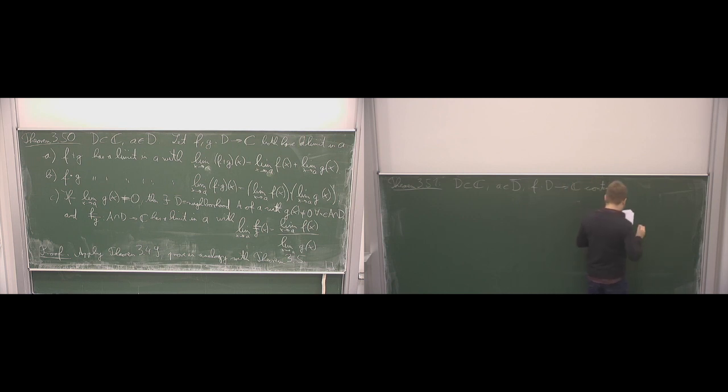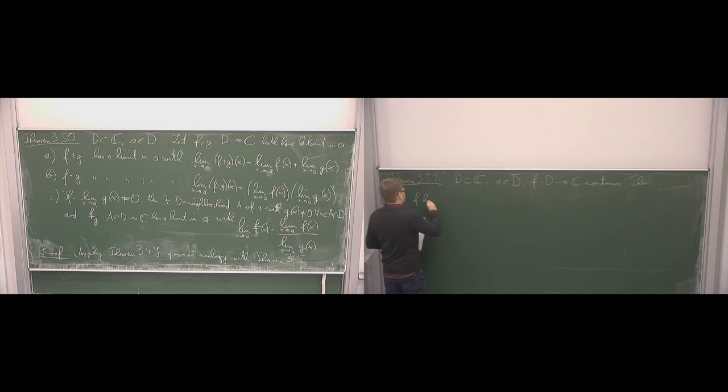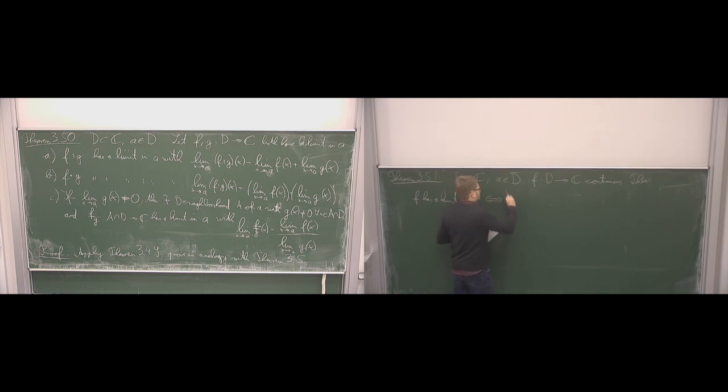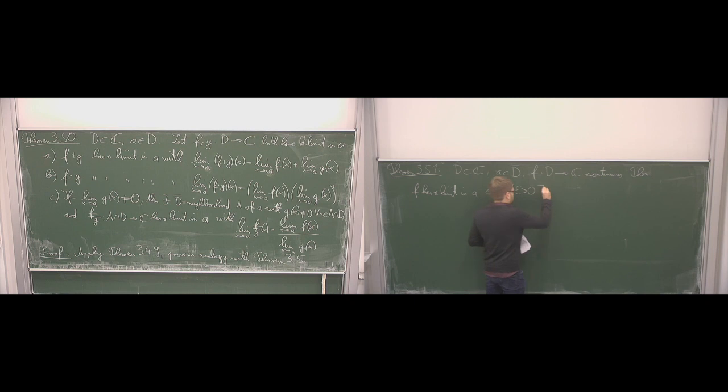So in this case we have a nice description of the limit, namely then f has a limit in a if and only if for all epsilon bigger than 0 there exists some delta bigger than 0 such that the absolute value of f of x minus f of y is smaller than epsilon for all x and y in a neighborhood of a intersected with D. So B delta of a intersected with D.